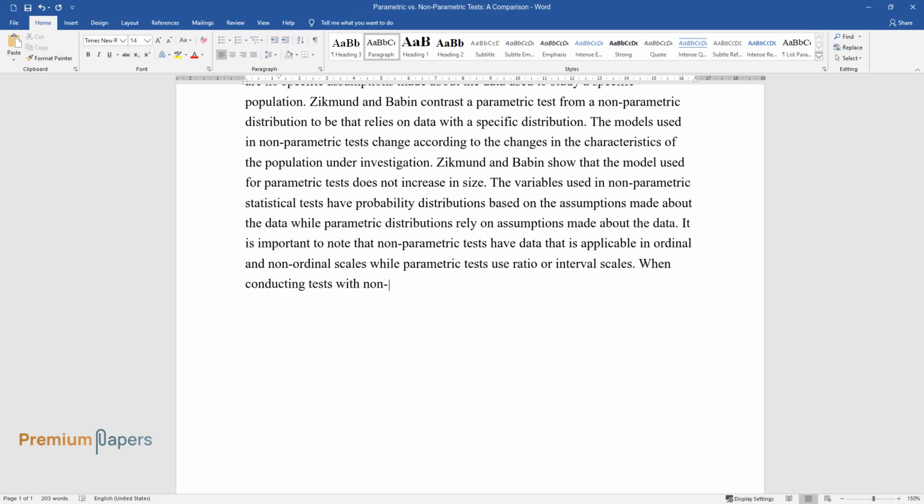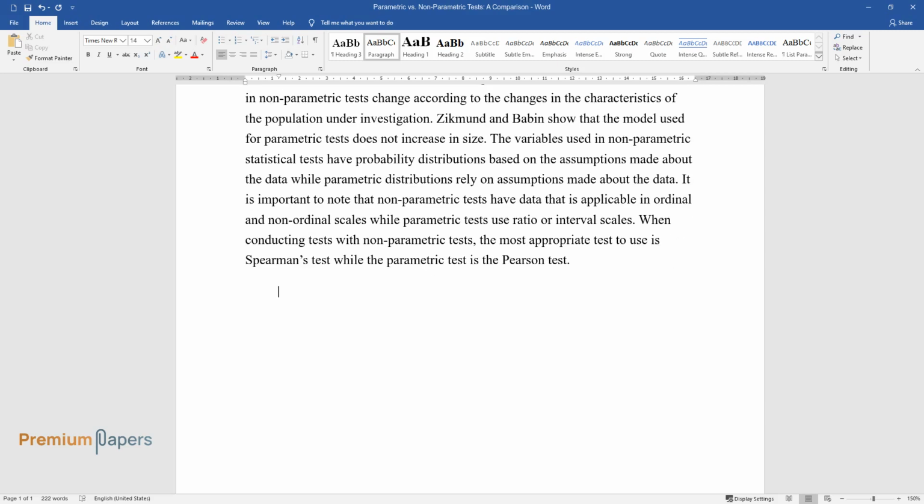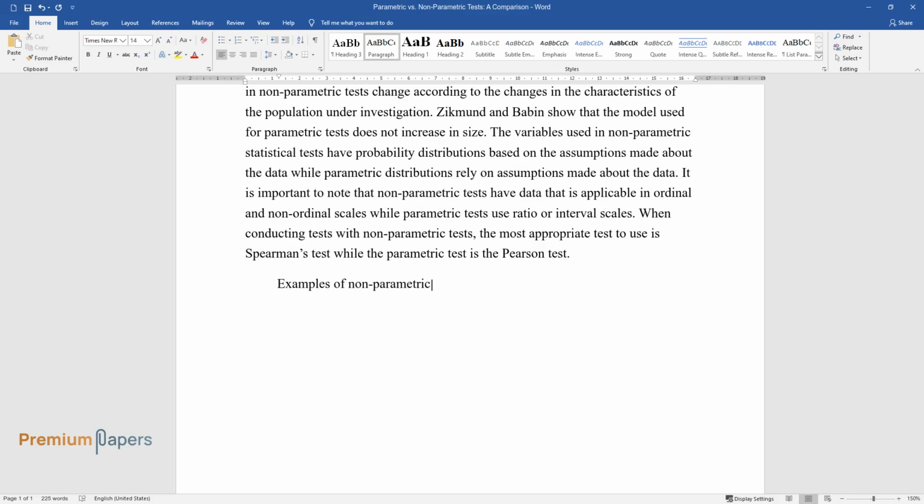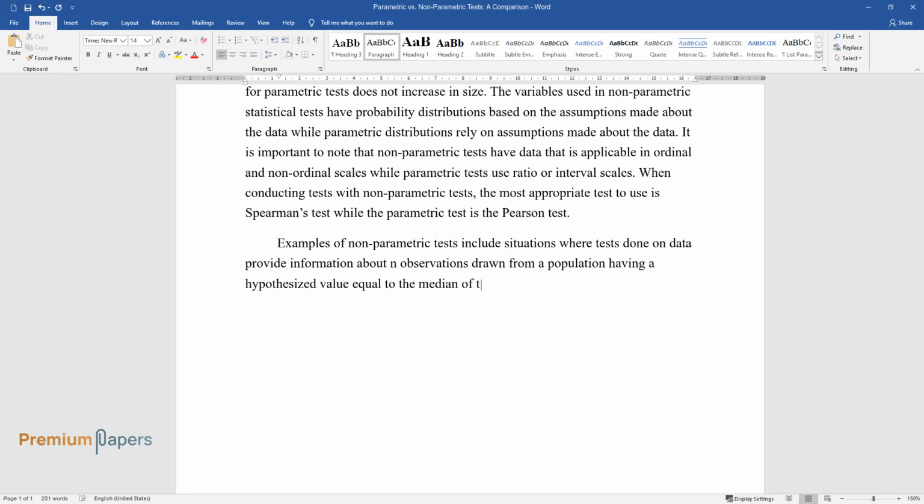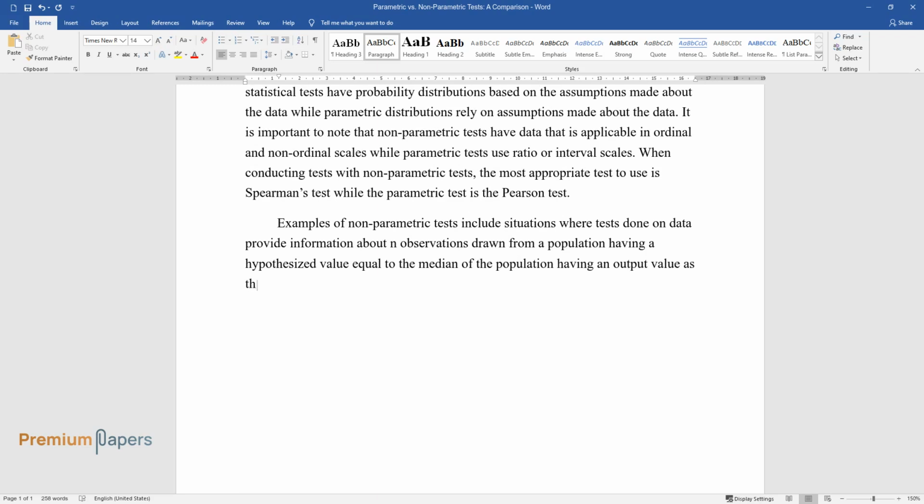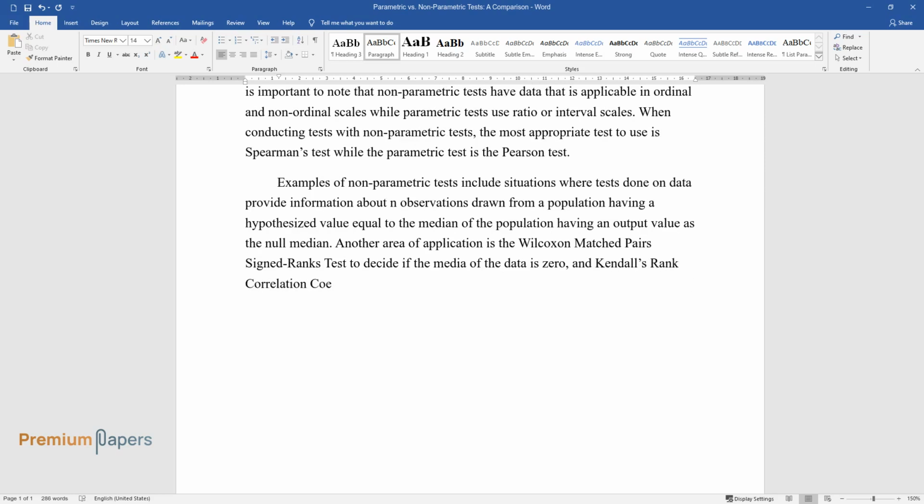When conducting tests with non-parametric tests, the most appropriate test to use is Spearman's test, while the parametric test is the Pearson test. Examples of non-parametric tests include situations where tests done on data provide information about n observations drawn from a population having a hypothesized value equal to the median of the population having an output value as the null median. Another area of application is the Wilcoxon matched pairs signed ranks test to decide if the median of the data is 0, and Kendall's rank correlation coefficient to decide the correlation between two variables.